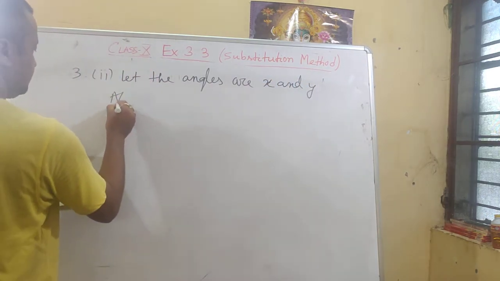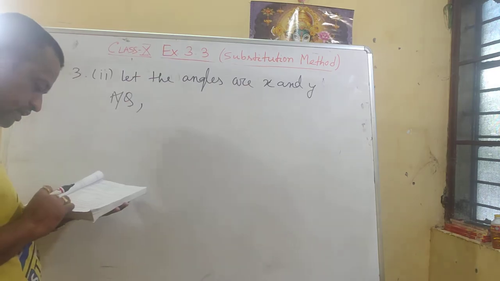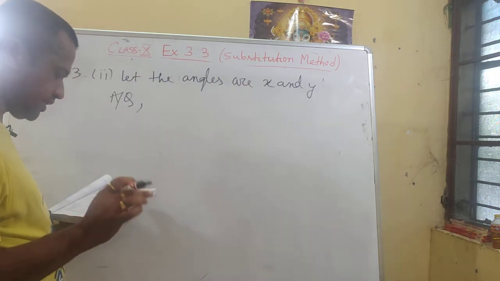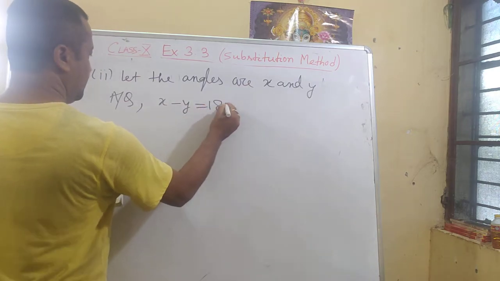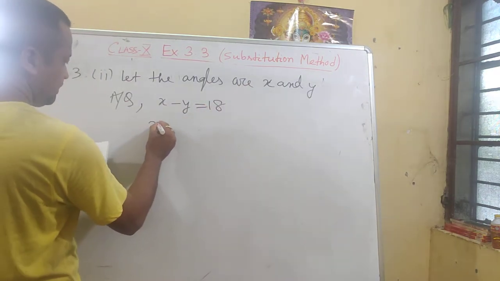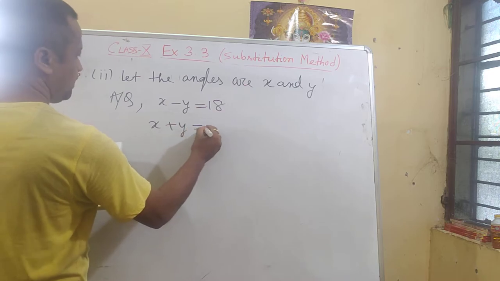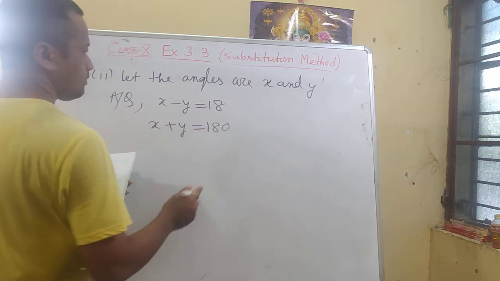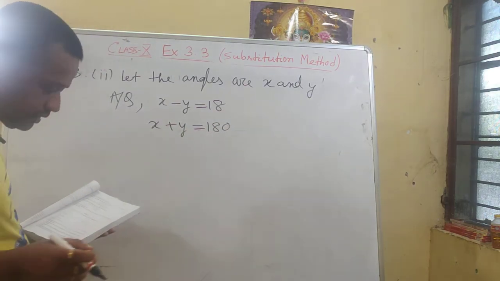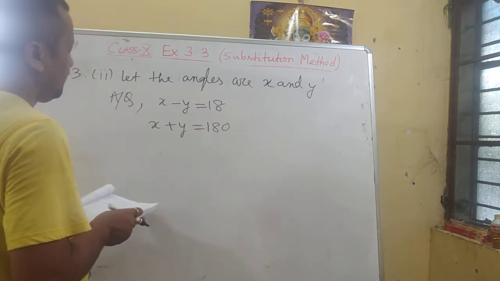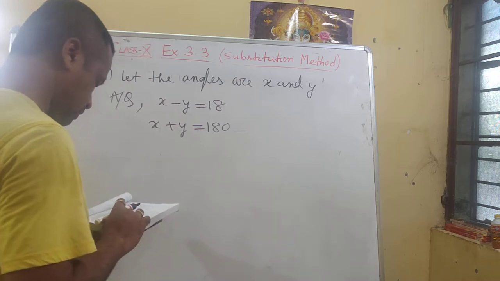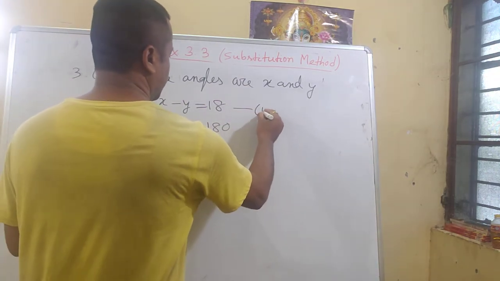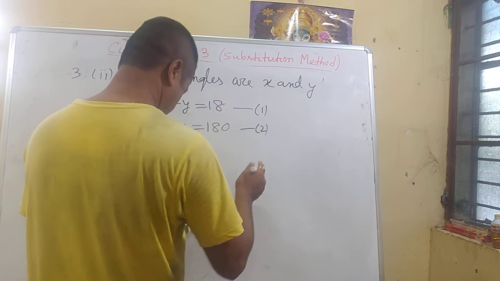So according to the question, the larger of two supplementary angles exceeds the smaller by 18 degrees. That is, the difference is 18. And these are supplementary, that means their sum is 180. If it is complementary, then the sum is 90, and if it is supplementary, then their sum is 180. So this is equation number 1 and this is equation number 2.